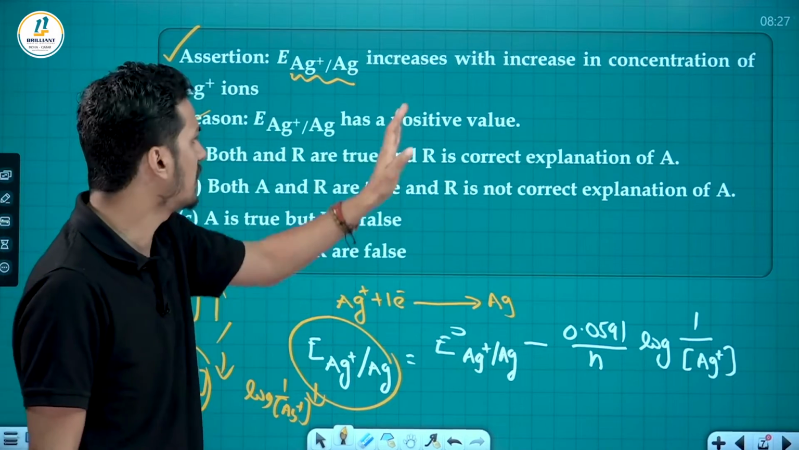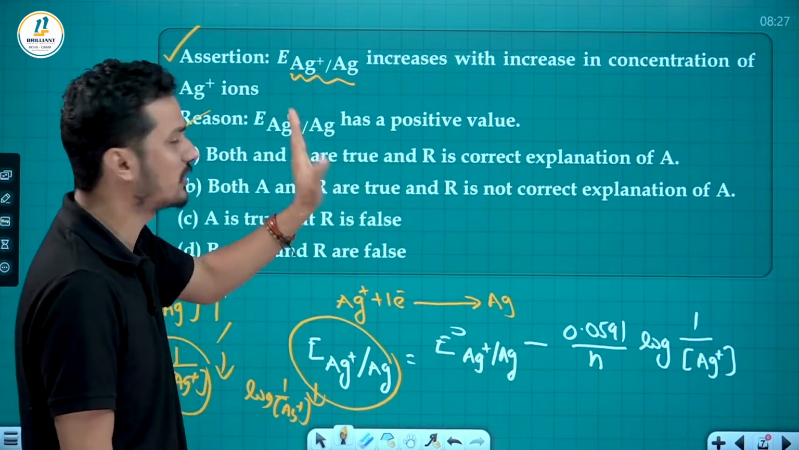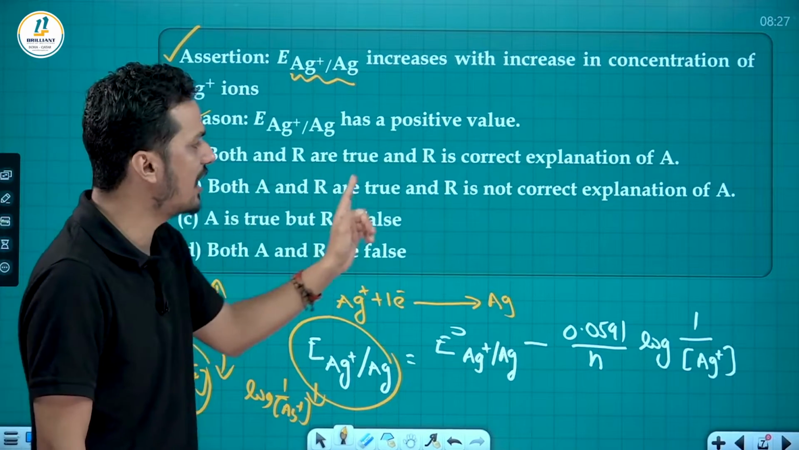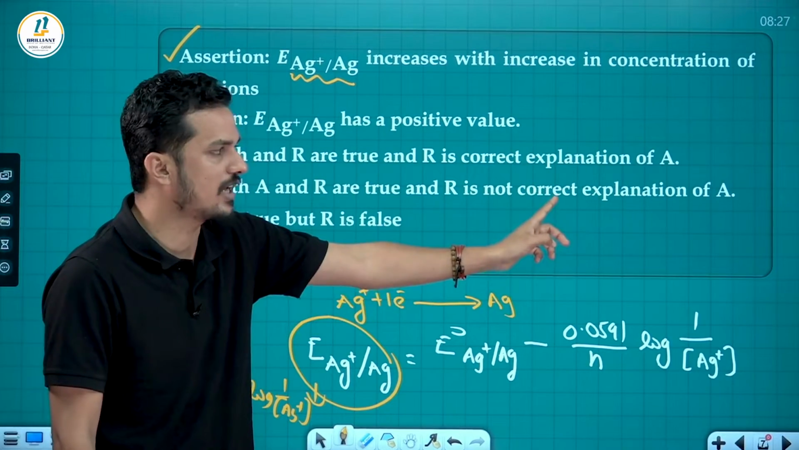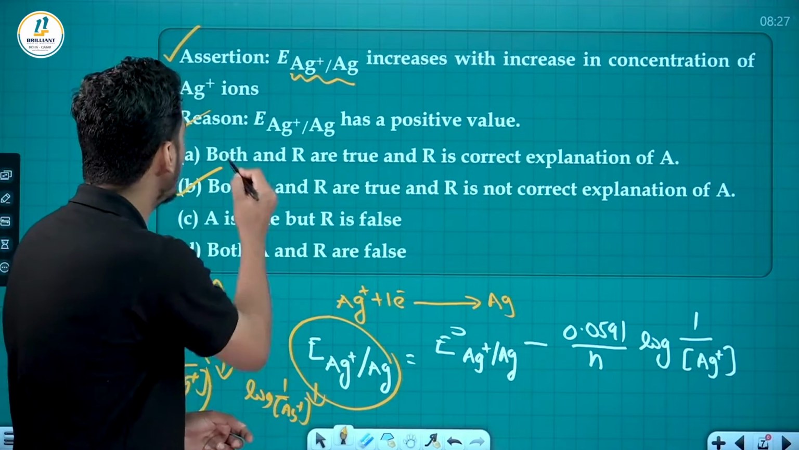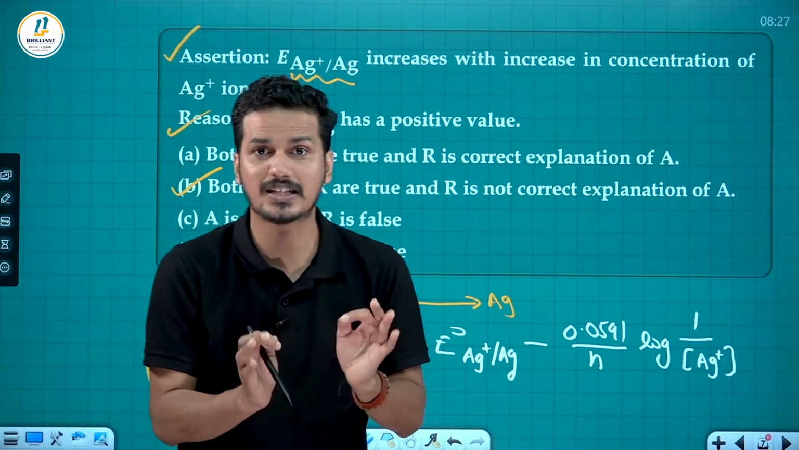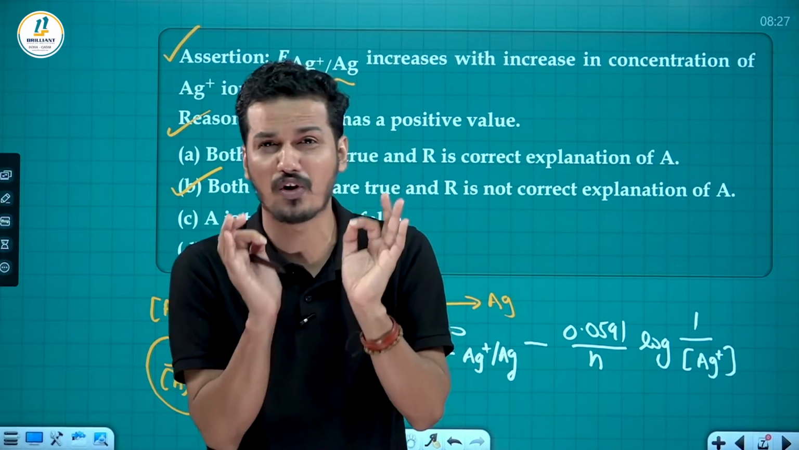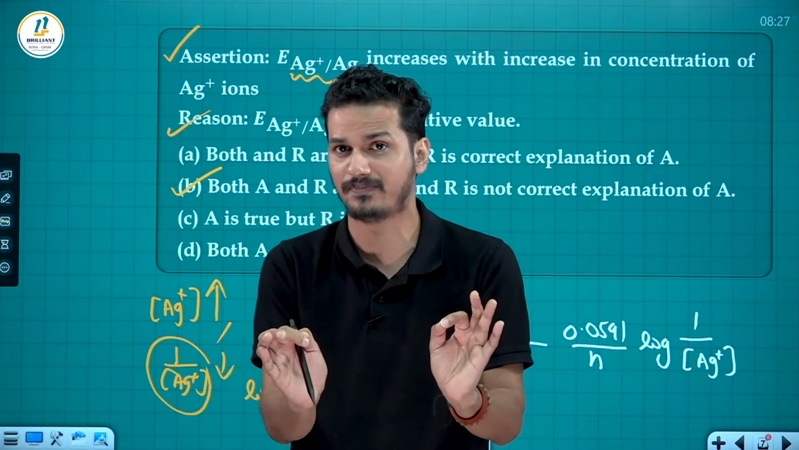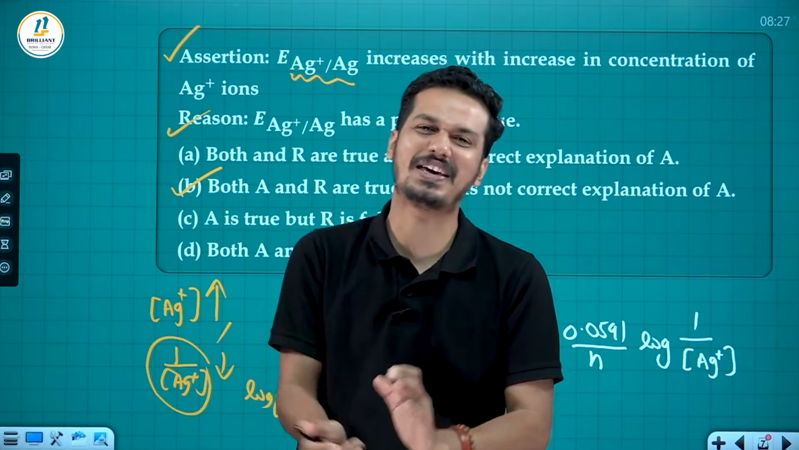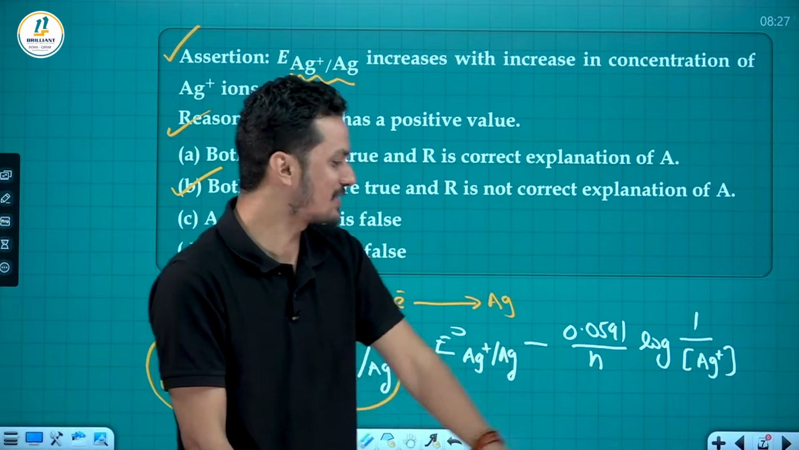Both are correct, but not the correct explanation. So both A and R are true, but R is not the correct explanation of A. So option B is the correct answer. I hope you guys are following me very clearly and carefully. Is it so? Then we can go to the next question, guys.